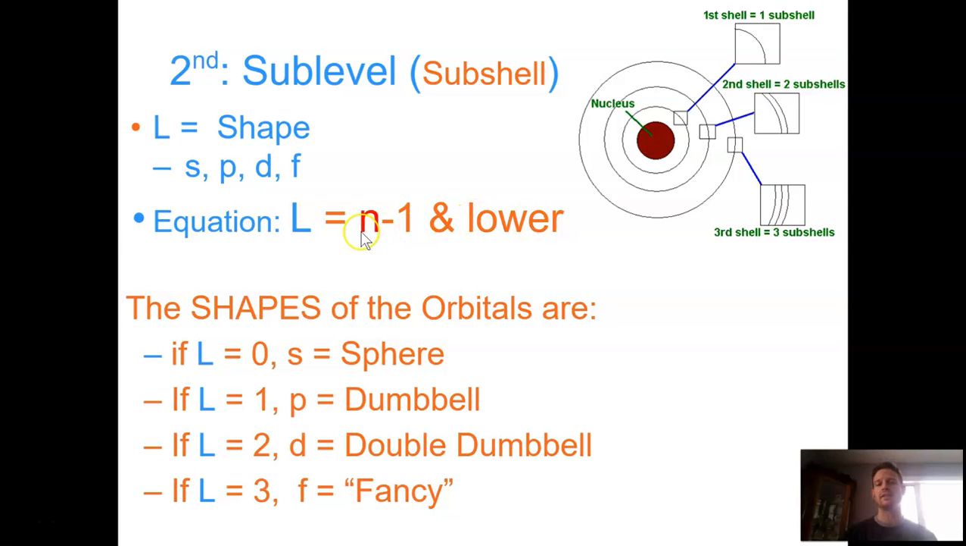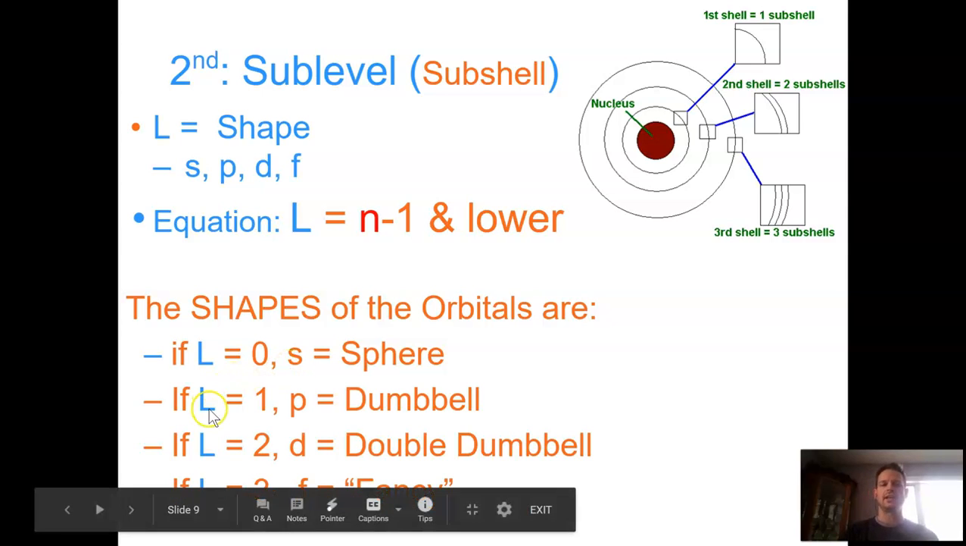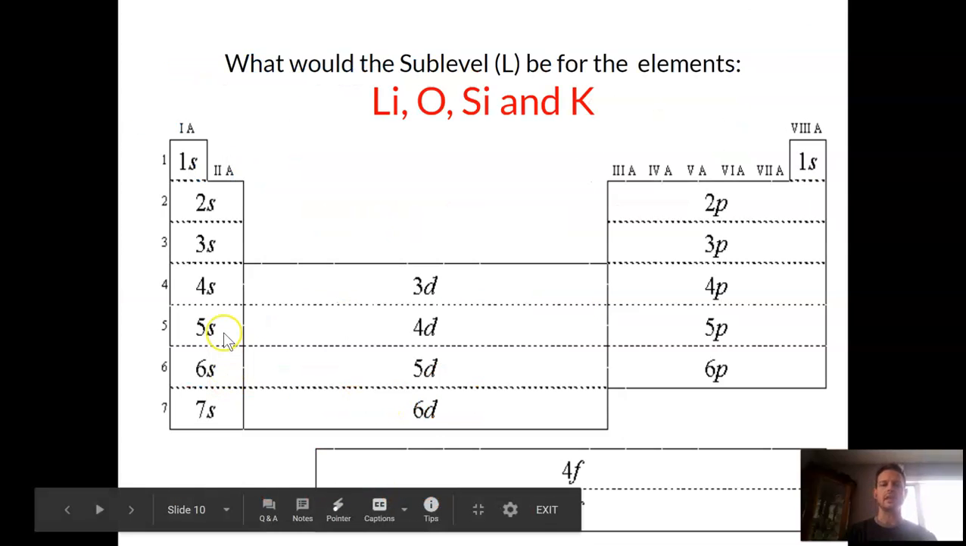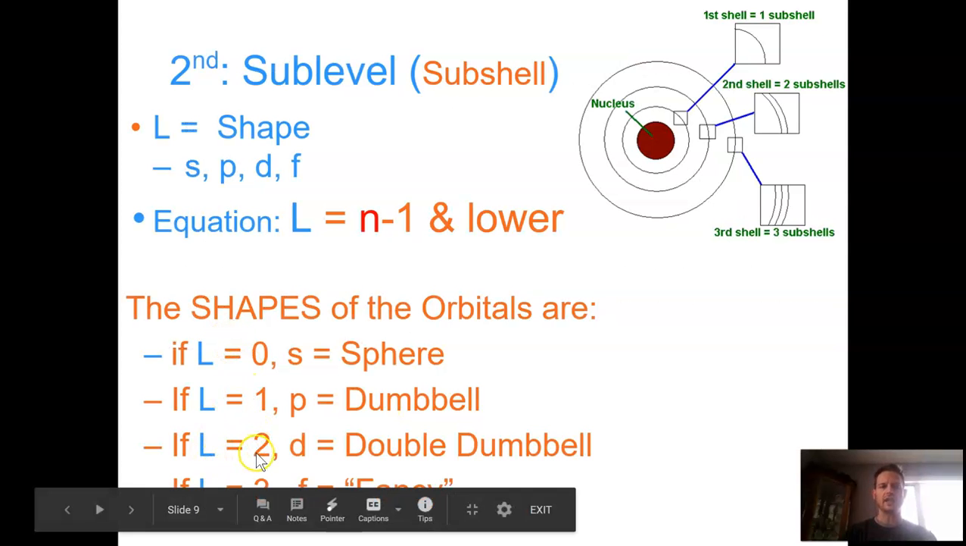If I had a principal quantum number of 3, I could have a 2, a 1, or a 0. That's what that would mean: you can have this and any number lower. And these all have certain shapes. If I have an l equals 0, I'm a sphere, an s, and you know those are on the left side of your periodic table. If I have a 1, I'm a p, or a dumbbell shape. If I have a 2, I am a d, or a double dumbbell shape.